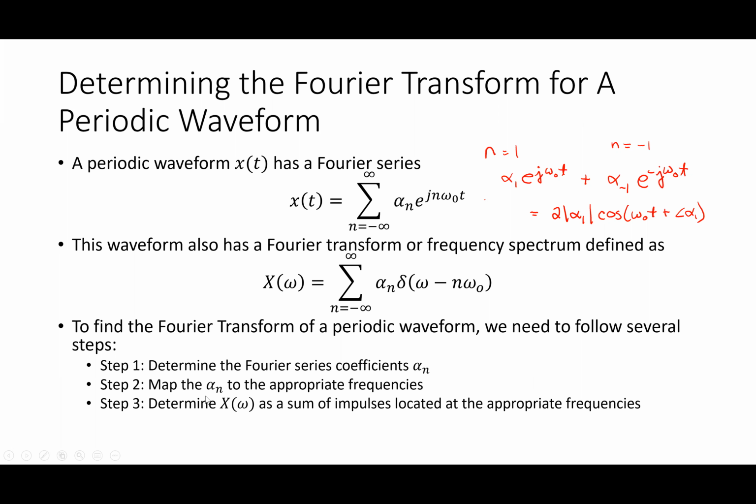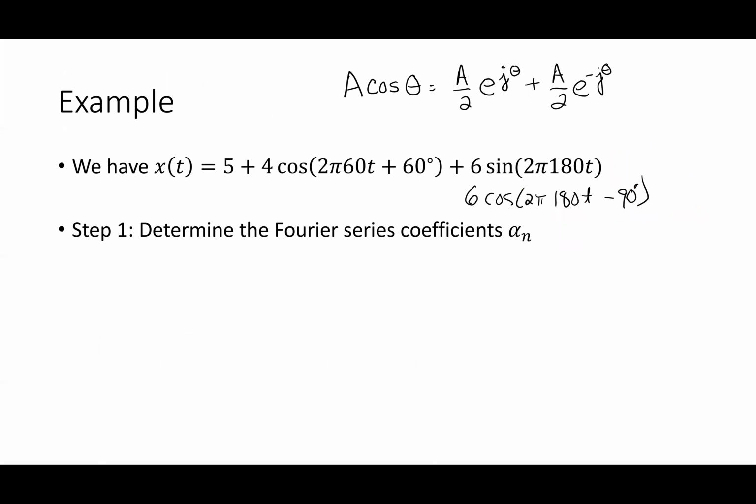The second step is to take those alpha n and map them to the frequencies that they belong with. For instance, alpha 1 goes with the fundamental, alpha 2 would go with the second harmonic, and so on and so forth. And then the third step is to determine this x of omega in terms of this equation here, which basically says to make x omega a sum of impulses located at the appropriate frequencies.